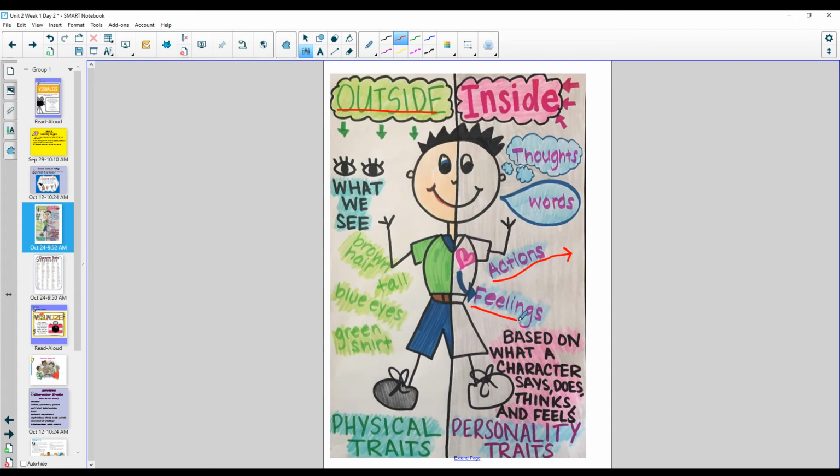We also see their feelings. Now, these are all based on what the character says, does, thinks, and feels. These are their personality traits. It's like what's on the inside.